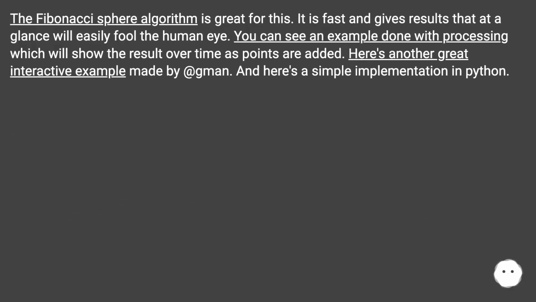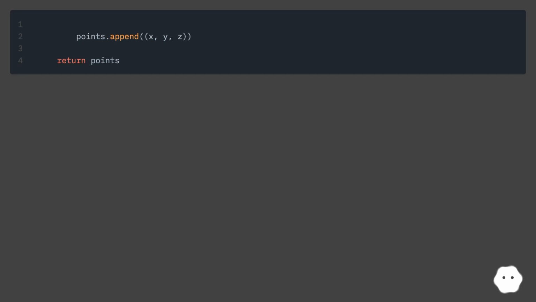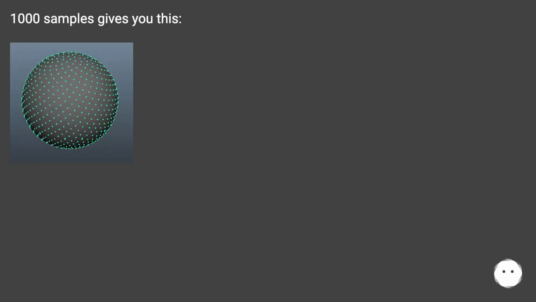The Fibonacci sphere algorithm is great for this. It is fast and gives results that at a glance will easily fool the human eye. You can see an example done with Processing, which will show the result over time as points are added. Here's another great interactive example made by Ekman. And here's a simple implementation in Python. 1000 samples gives you this.